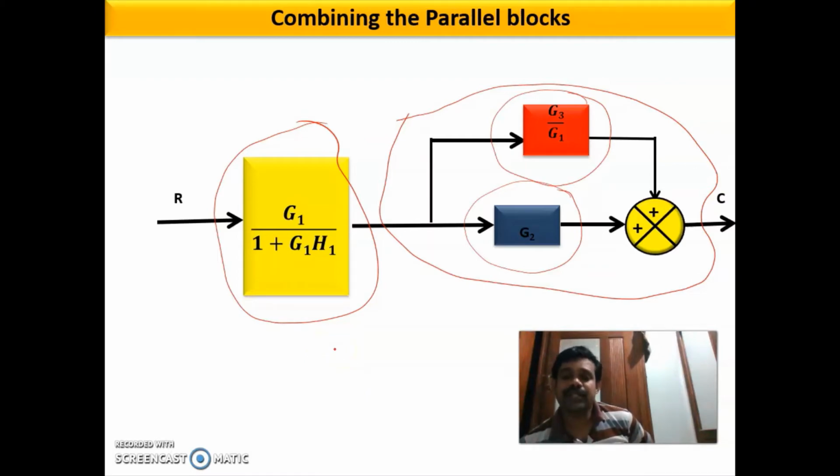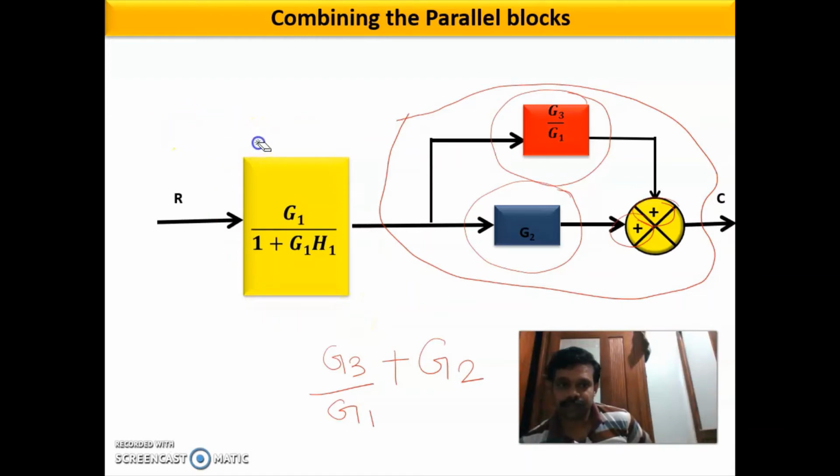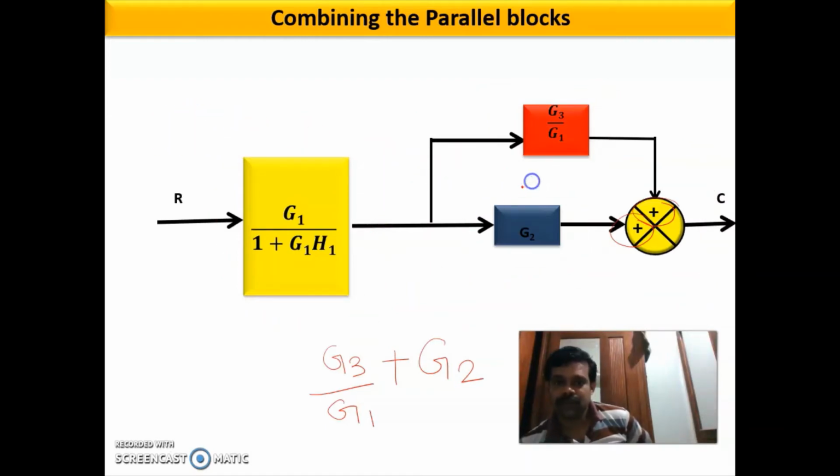What is the transfer function of the first block? G3 by G1. What is the transfer function of the second block? G2. Another thing you have to consider is to check the symbols also. Here both are plus, so we put it as G3 by G1 plus G2. So now we are going to replace this parallel block by G3 by G1 plus G2.